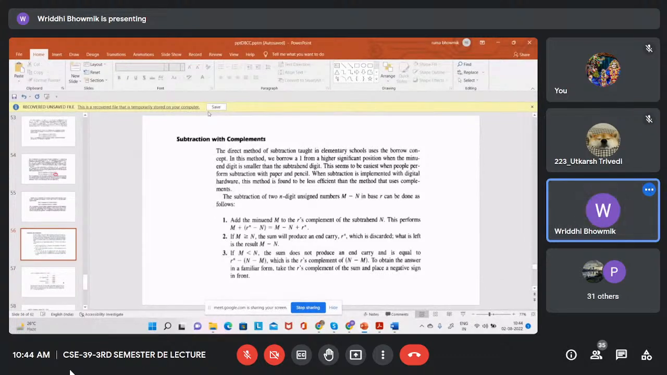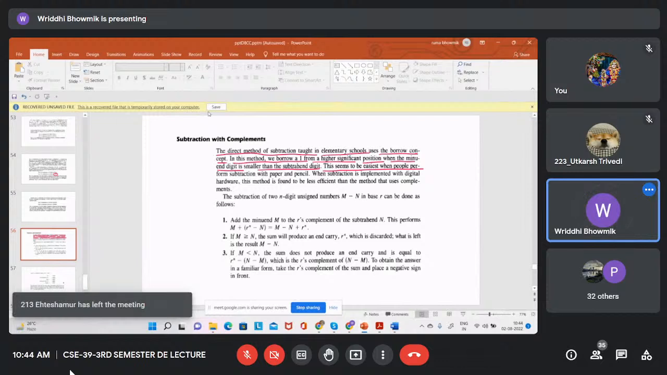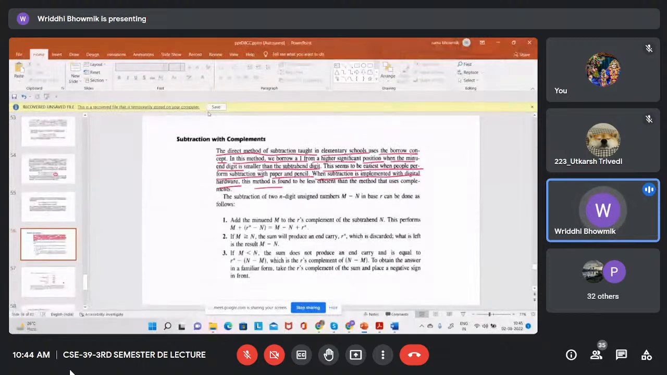You see, the direct method of subtraction taught in elementary schools uses the borrow concept. In this method, we borrow a 1 from a higher significant position when the minuend digit is smaller than the subtrahend digit. This seems to be easiest when people perform the subtraction with paper and pencil. When subtraction is implemented with digital hardware, this method is found to be less efficient than the method that uses complements.